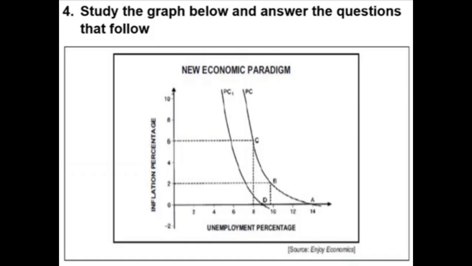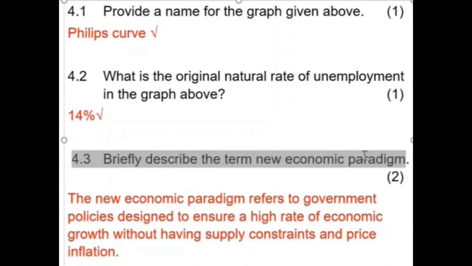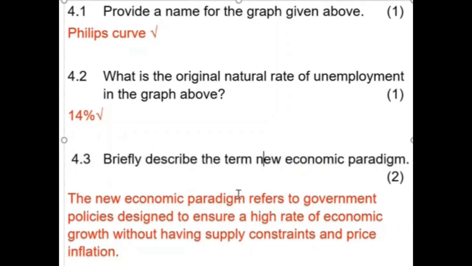Let me test you. What will be the natural unemployment rate for the PC1 curve? Can you see? It's there by point D. So I will guess it at around 9%. That will be the natural unemployment rate for PC1. So that means the natural unemployment rate is where inflation is zero. Can you see? This is a repetition, guys. They love this. The term new economic paradigm. I'm not going to spend time on that. You must study that.